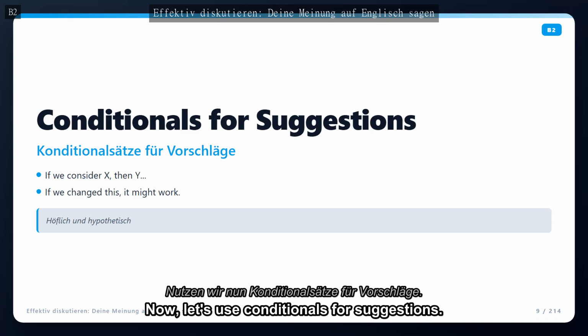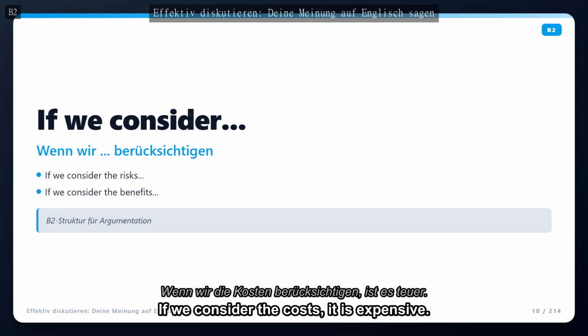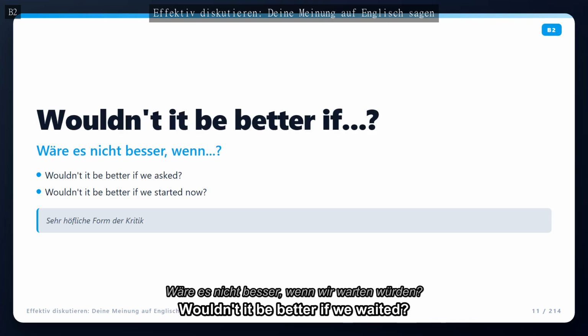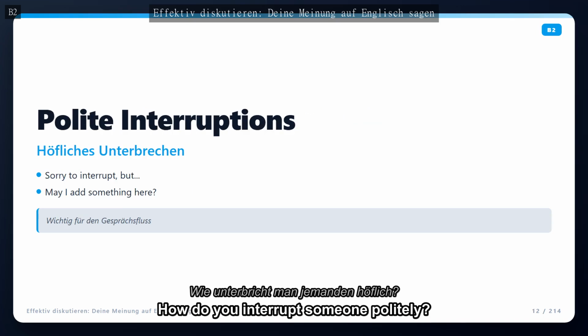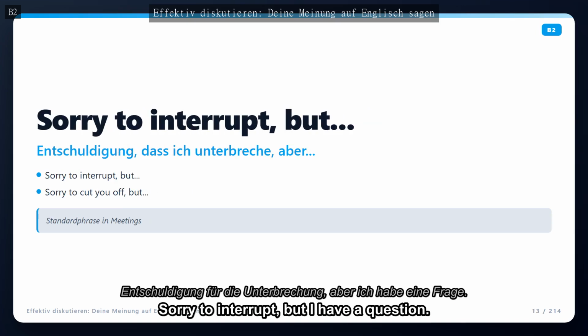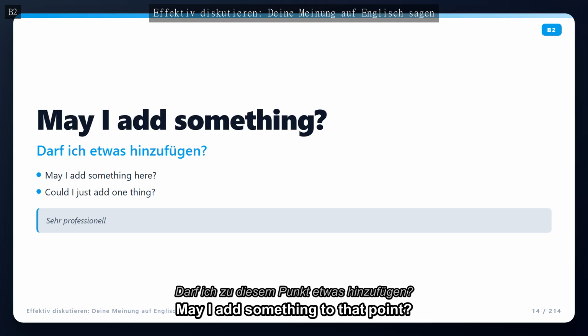Now, let's use conditionals for suggestions. If we consider the costs, it is expensive. Wouldn't it be better if we waited? How do you interrupt someone politely? Sorry to interrupt, but I have a question. May I add something to that point?